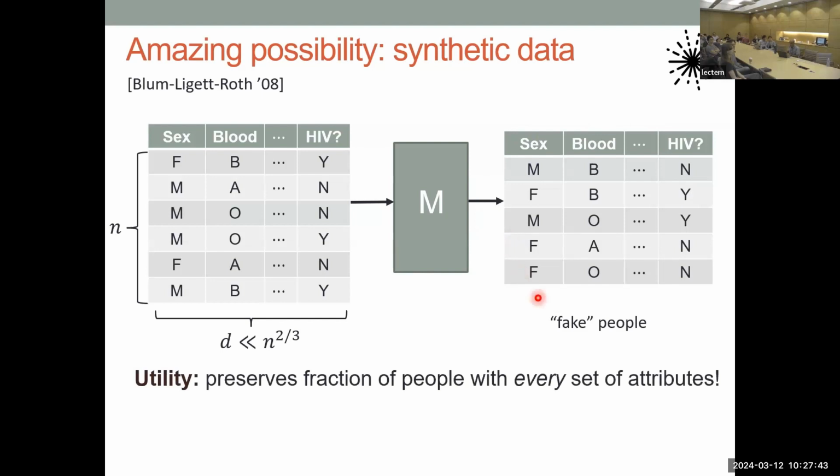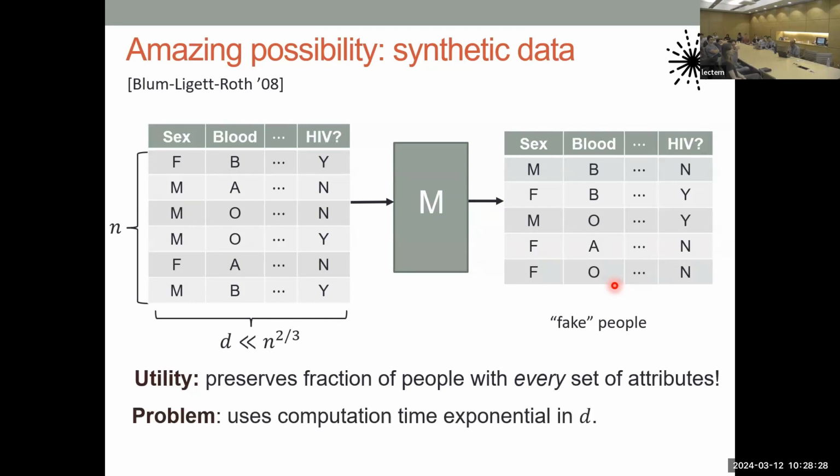And what they showed is it's possible to do this, as one example of their result, in a way that approximately preserves, say, to within plus or minus 1% of the data set size, the fraction of people in the data set with every possible combination of attributes. All right, so how many people in the data set are female and blood type B? How many people in the data set are blood type O and HIV positive? Every combination, not just pairs, triples. So there's exponentially many combinations of attributes, and simultaneously all of these are preserved in the synthetic data set.